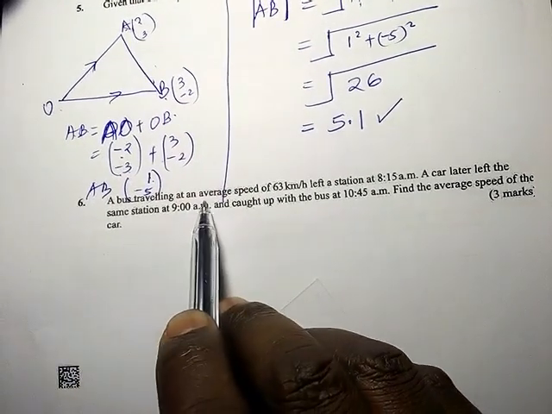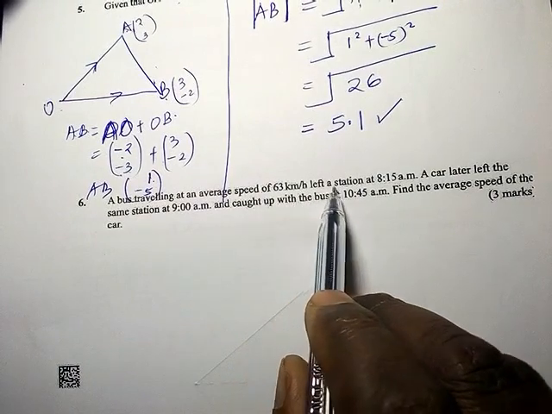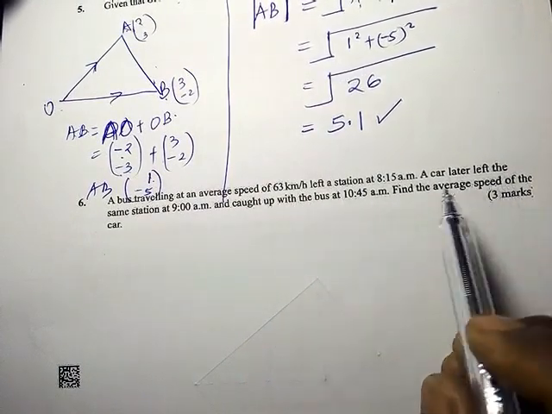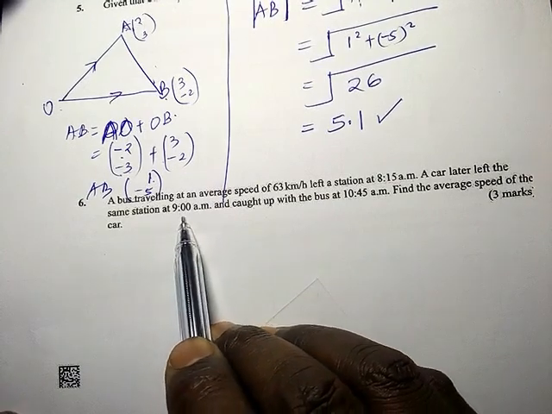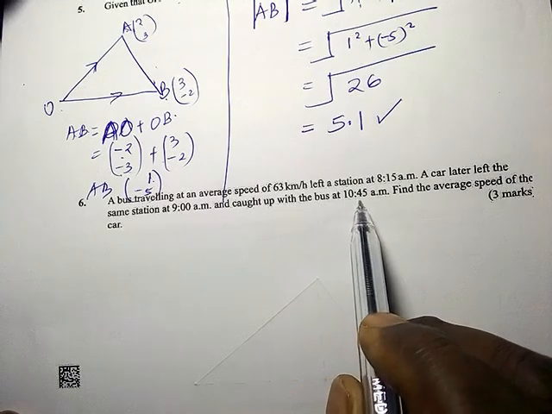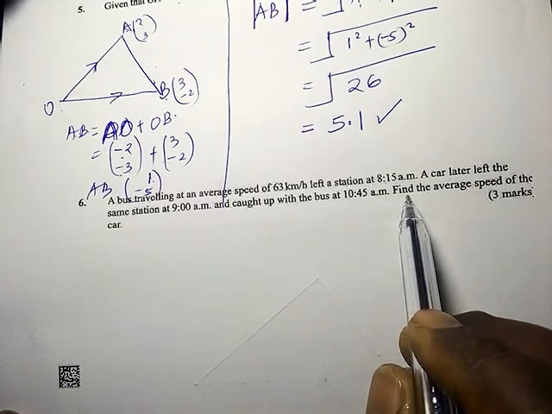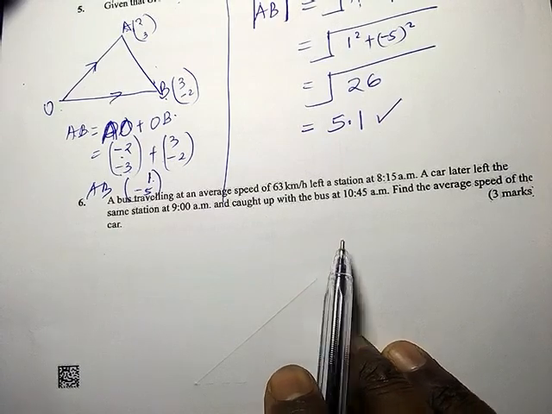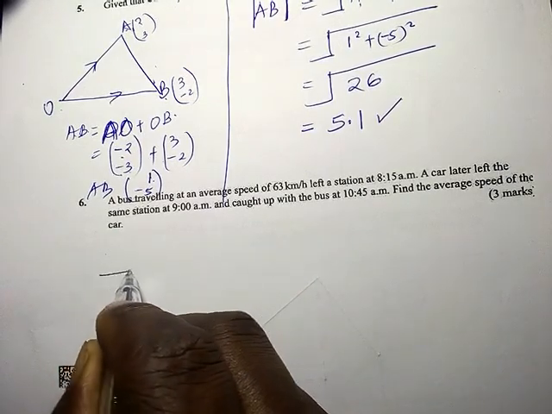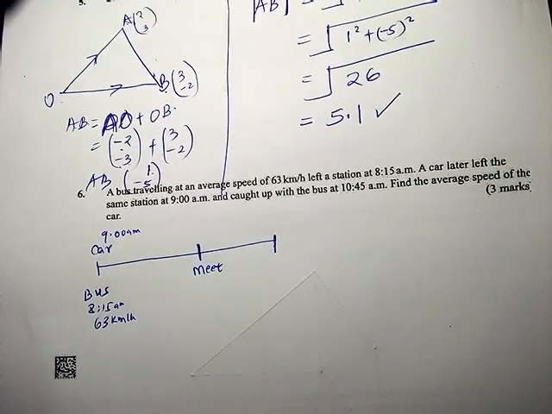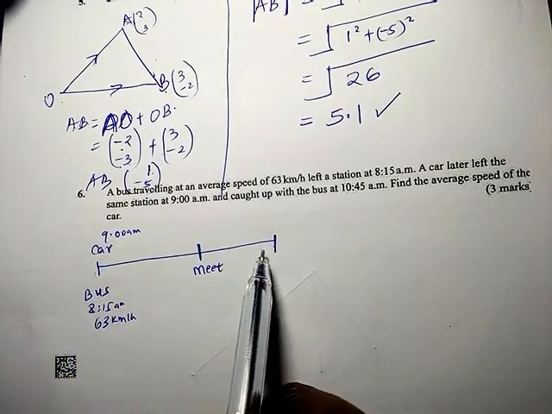A bus traveling at an average speed of 63 left a station at 8:15 a.m. A car later left the same station at 9 a.m. and caught up with the bus at 10:45 a.m. Find the average speed of the car. So you need to sketch. So this is the distance.